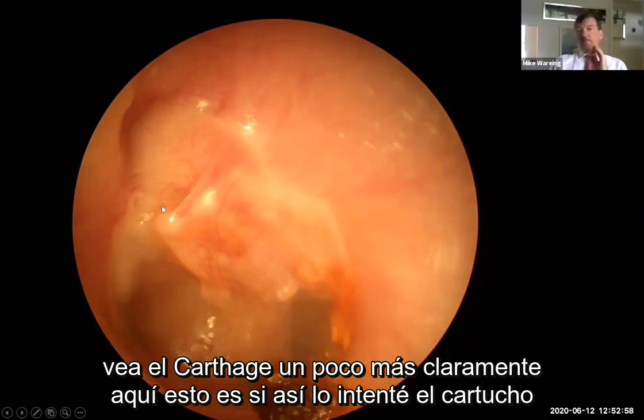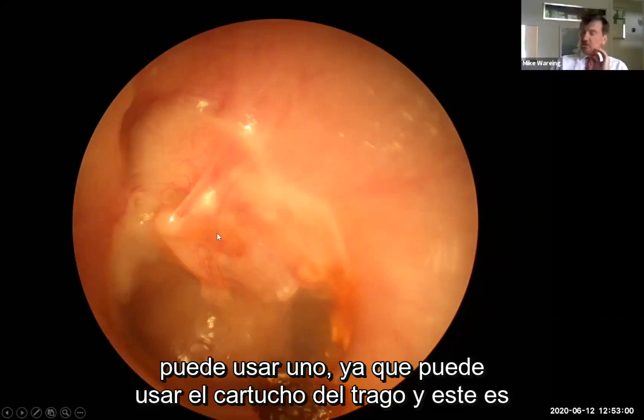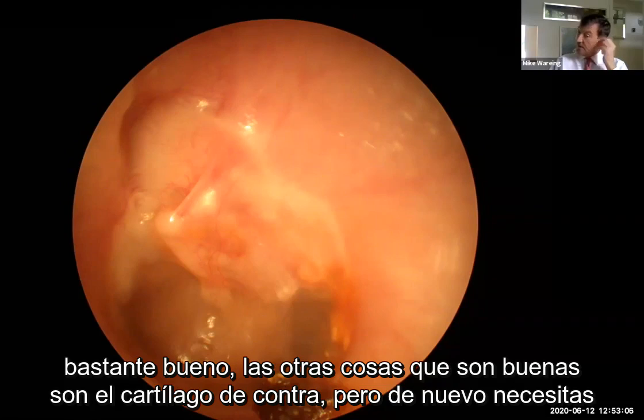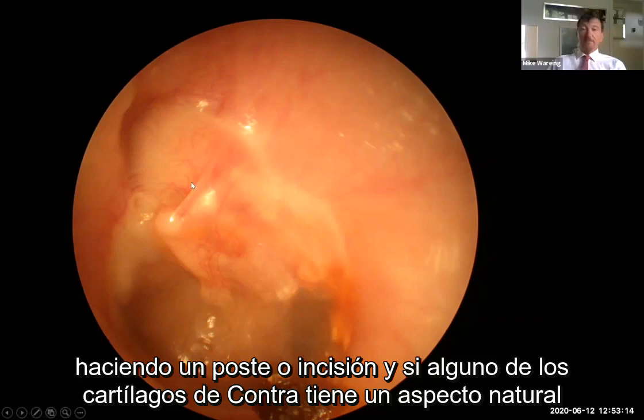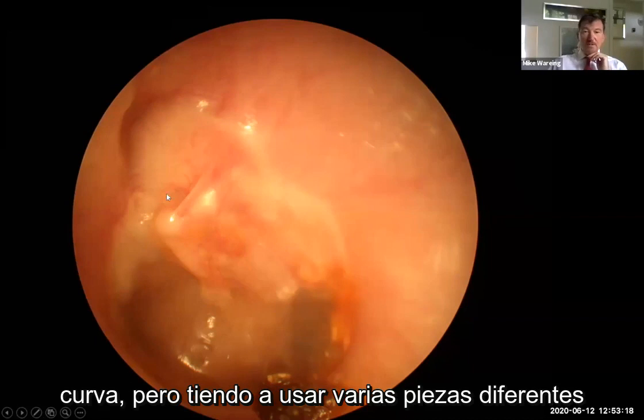So the cartilage you can use, one is you can use the cartilage from the tragus, and this is quite nice. The other stuff that's good is conchal cartilage, but again, you need either a separate incision here, or you need to go behind the ear when you're doing a postauricular incision. And the advantage of the conchal cartilage is it's got a natural curve to it, but I tend to use a number of different pieces.